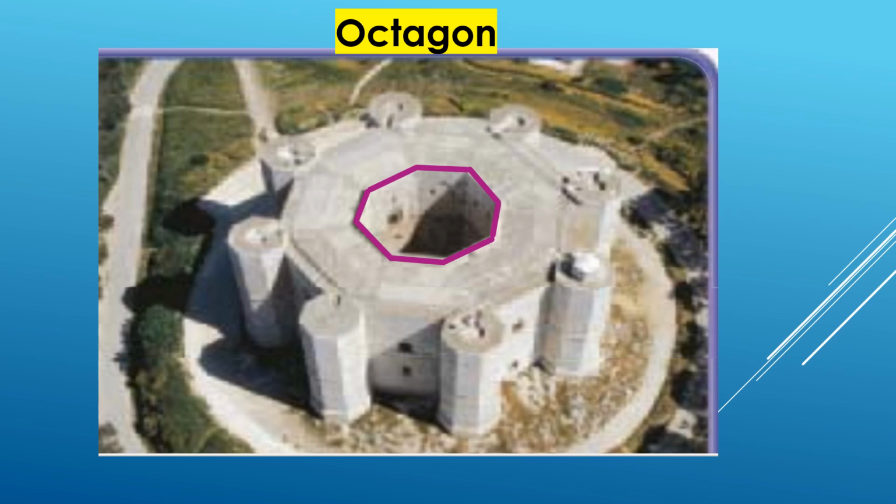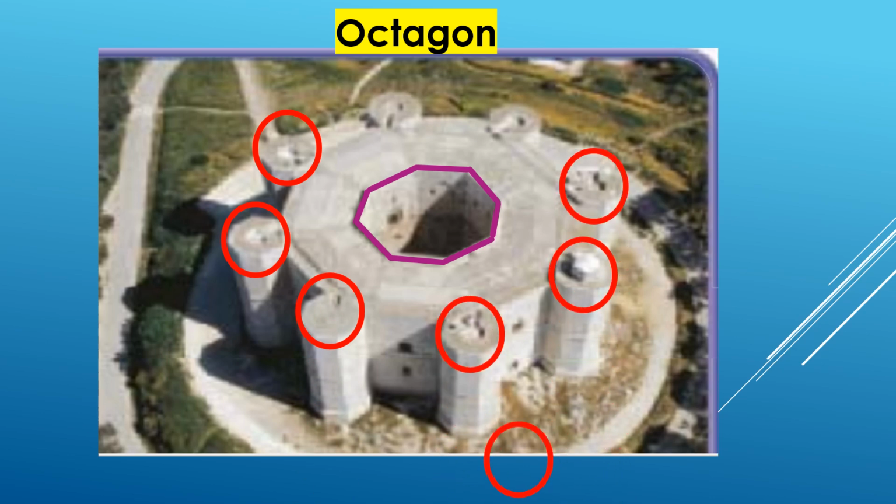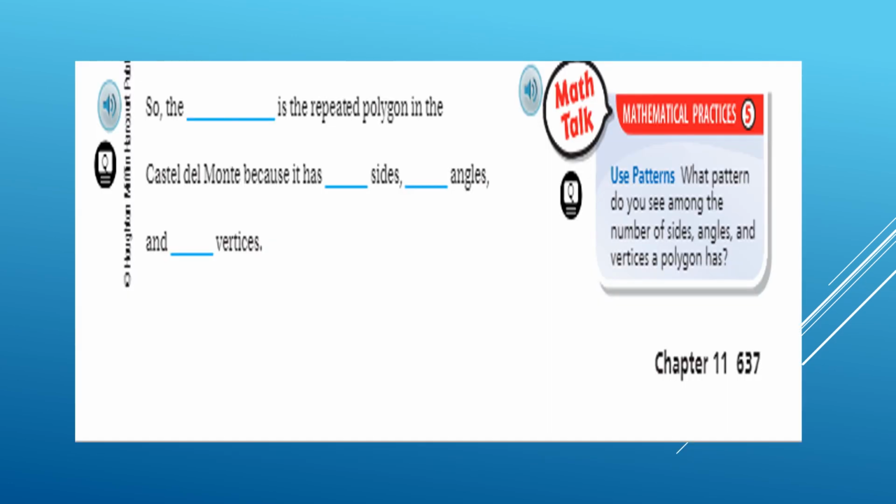I know that you know it, but can you trace the other shapes, the other octagons? Perfect. They are on the sides. They are the pillars actually. Right? You can see them on the top. Very good. So you can trace them in your book. So the repeated shape here is the octagon. And how many sides and angles and vertices does it have? Very good. It has 8 sides, 8 vertices, and 8 angles.